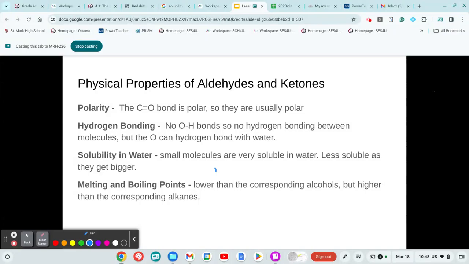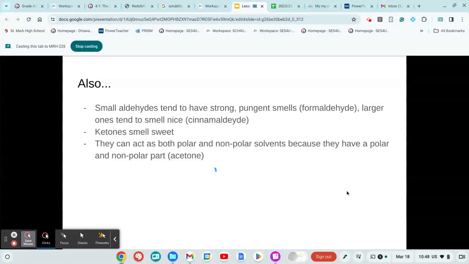And for melting and boiling points, the ethers are going to be lower than the corresponding alcohols, but higher than the alkanes, because again, they're less polar. So once again, this polarity changes everything. The small ones, you're familiar with.